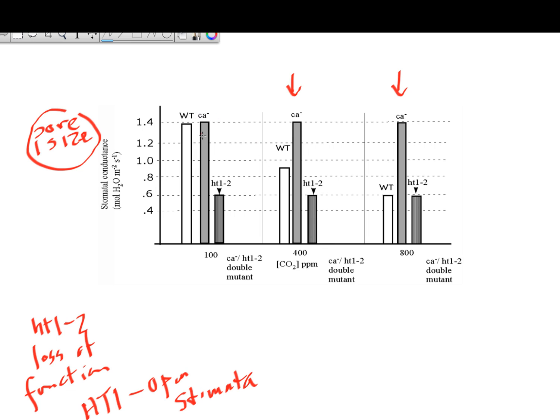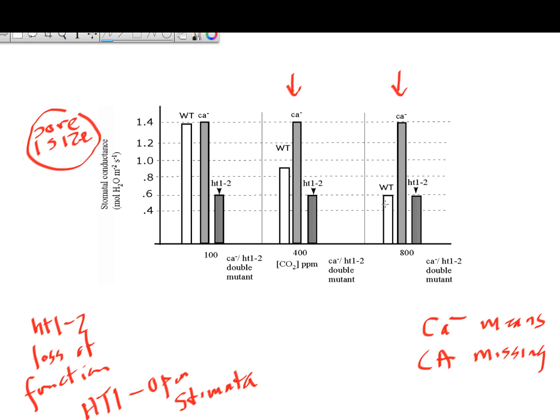Now let's look at this Ca protein. Now this Ca minus is a mutant in which the Ca protein is missing. So again, it's a loss of function mutation. Okay, no Ca protein activity. When there's no Ca protein activity, here are the three different environmental conditions. In all environmental conditions, all CO2 levels, the plants without Ca have wide open stomata. So then, if that's true, when they're missing, the stomata are wide open all the time. When they're present, what do they do?